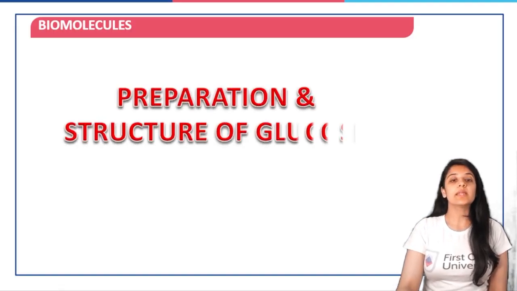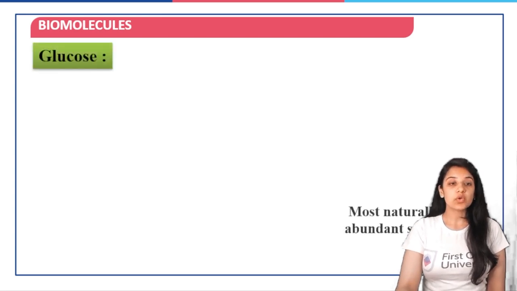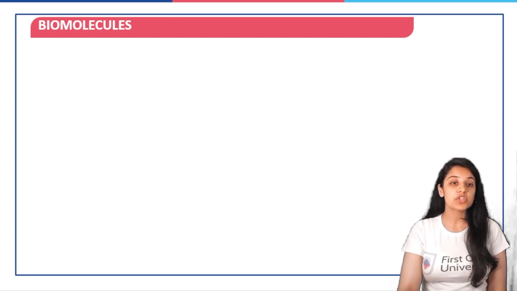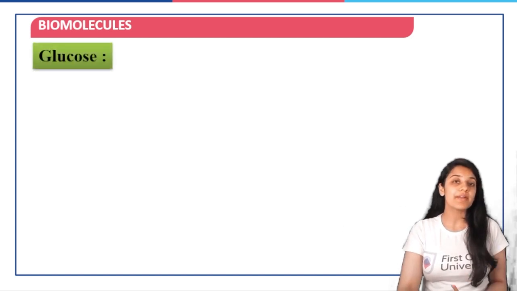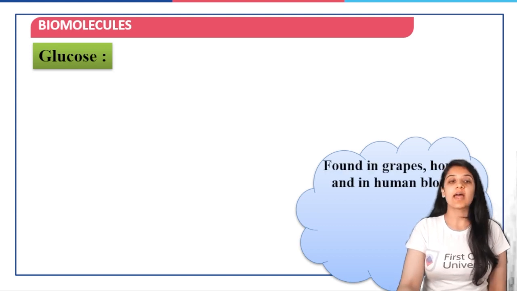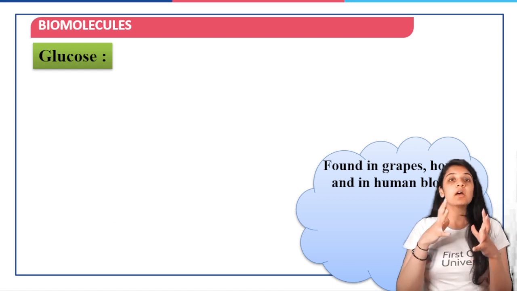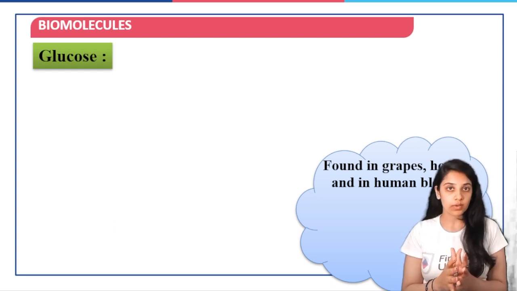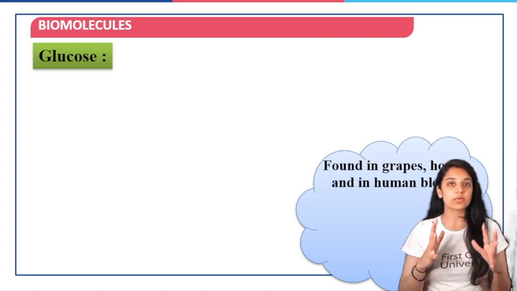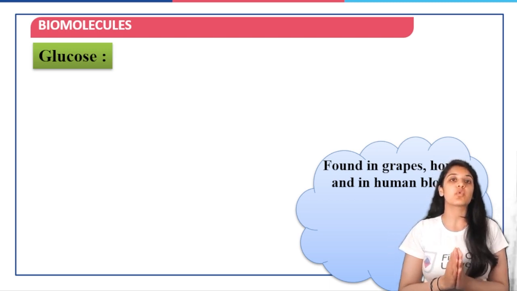Let us now begin with the preparation and structure of glucose part 1. Now, when we talk about glucose, it is the most abundant naturally occurring sugar. And we have already discussed that it is a very common source. See, other fruits have fructose, okay? The sugar which is present in fruits is fructose, except for grapes which have got glucose.